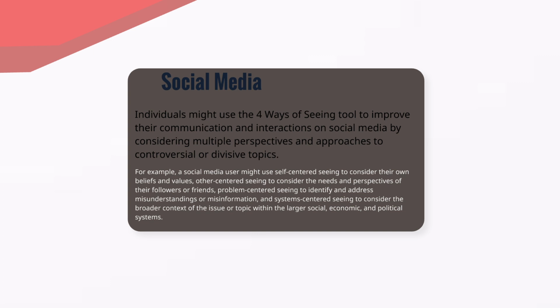greater understanding? Last, they might use system-centered seeing to consider the broader context of the issue or topic within a larger social, economic, and political system. What are the underlying factors that are driving the conversation, and how can they be addressed in a way that leads to positive change? By using the 4 ways of seeing in this way, individuals can improve their communication and interaction on social media. They can build stronger relationships and create a more positive, constructive environment online.